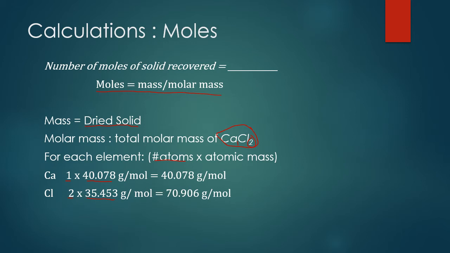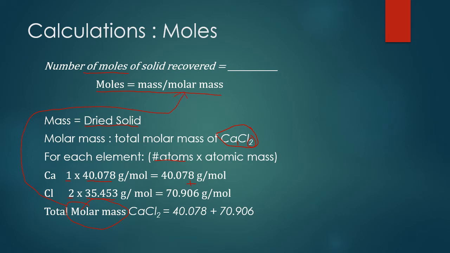To get the total molar mass of that compound as a whole, I then need to add these two numbers together. So 40.078 plus 70.906. Whatever you get for that, that's going to be your molar mass. Okay, that's not the moles though, so that's not the answer that goes here. This is just the molar mass that you're going to use in the equation to calculate moles.